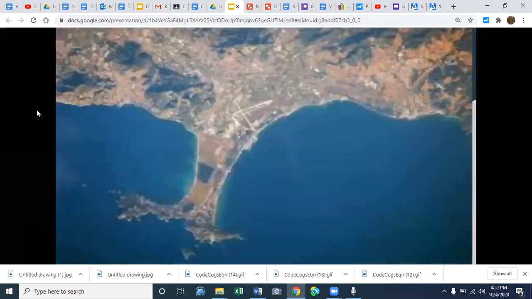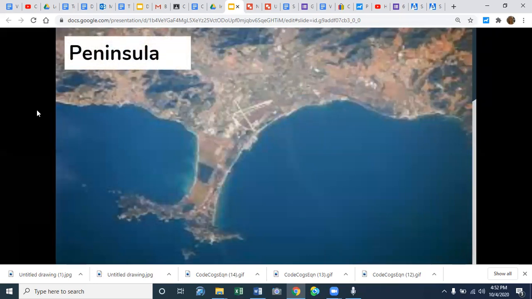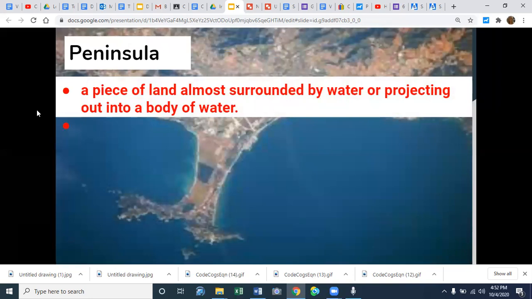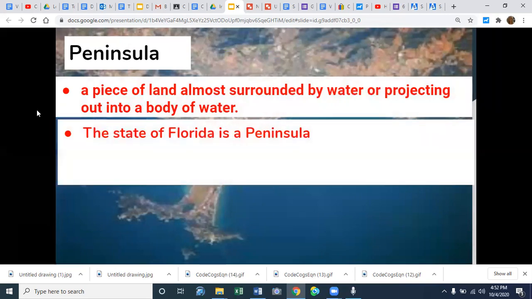What is this? This is a peninsula. A peninsula has water on three sides as the land sticks out into the water. A piece of land almost surrounded by water or projecting out into a body of water. Do you know anything in the United States that's a peninsula? So the state of Florida is actually a peninsula. We also have a peninsula up there in Door County where we have that little finger that comes out of Wisconsin. That is also a peninsula where it juts out into Lake Michigan and surrounds it on 3 sides by water. There's the Florida map, and you can see it sticking out in the water there.